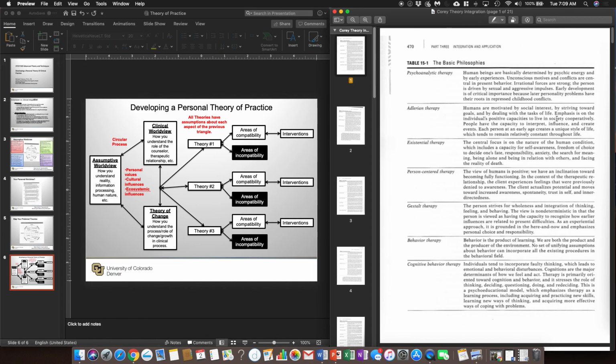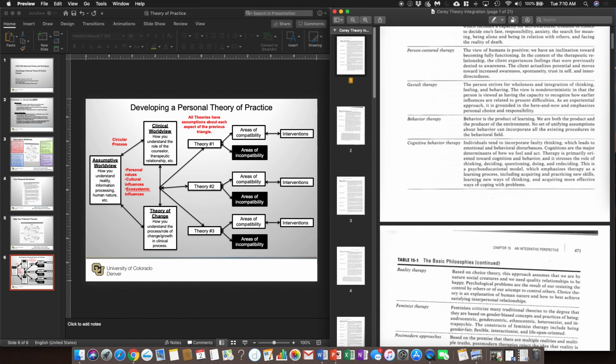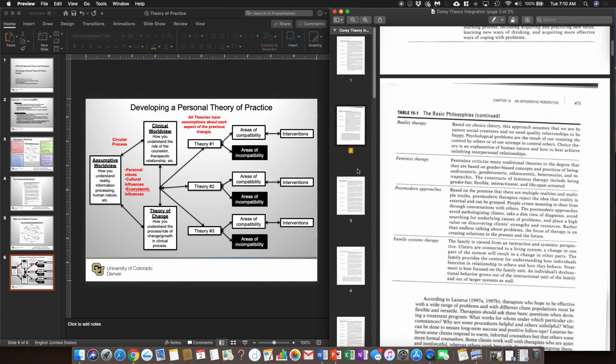If you go to this model, he talks about each of the theoretical models, and they're not all the same as the selective theory sorter, but a lot of them are the same. And he walks you through this really fabulous process. So what are the basic philosophies of each of these theoretical models? You've already done all this work in identifying your beliefs.